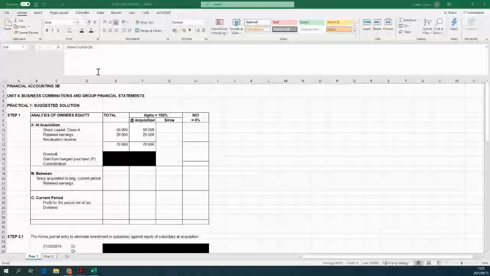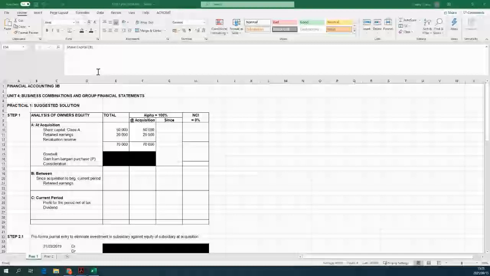Okay. So because they have only asked us for the position at acquisition in this question, when we look at the current period, that will be done at a later stage. So in our question here, we also don't have non-controlling interest yet because this is a wholly owned subsidiary. So next week's practical, you will have a look at how to deal with non-controlling interest, which is shown by NCI. But this week, we are only looking at wholly owned subsidiaries.